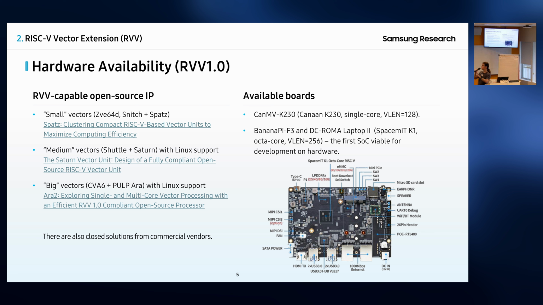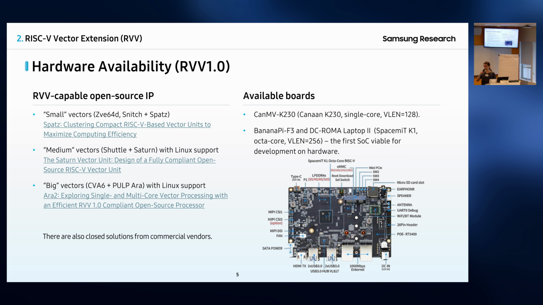Here I did a sort of categorization in terms of size: small, medium, and big vectors. It's not really a concrete benchmark, but it gives you an overview that there exists a spectrum of different options. You have very small, embedded, on-the-edge vectors. You have some sort of compromise one, and you have big vectors, like VLEN of 4K with PULP Ara, for example. And those two at the end also support Linux, so you can run your Linux distribution on it and experiment with it.